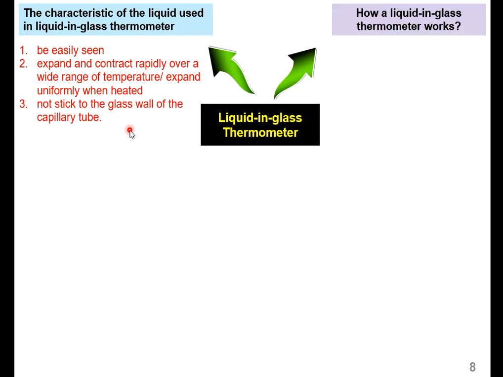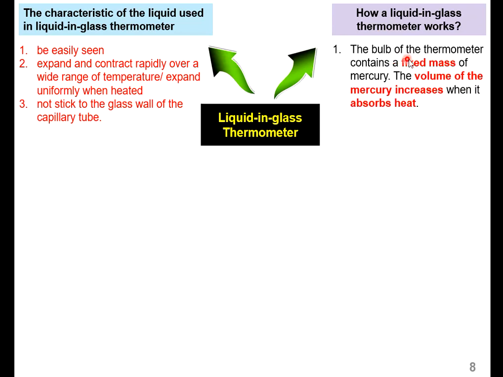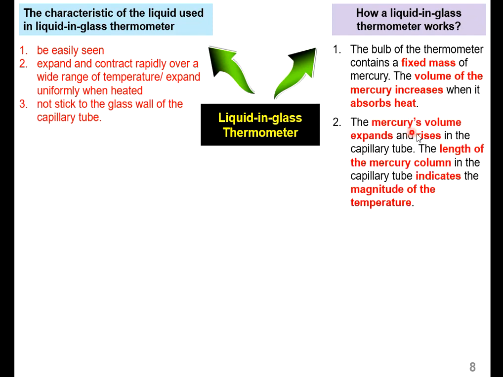Next, how does the liquid in glass thermometer work? It obviously uses thermal equilibrium, so how do we explain? The bulb of the thermometer contains a fixed mass of mercury. The volume of the mercury increases when it absorbs heat. The mercury's volume expands and rises in the capillary tube. The length of the mercury column in the capillary tube indicates the magnitude of temperature.